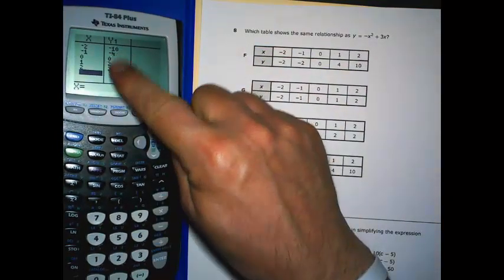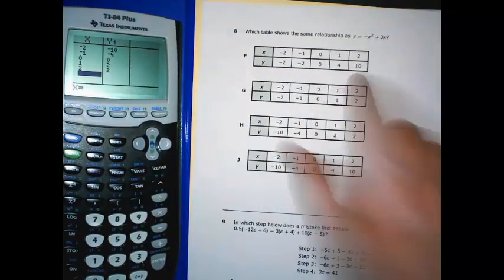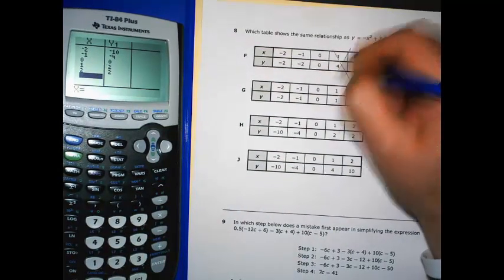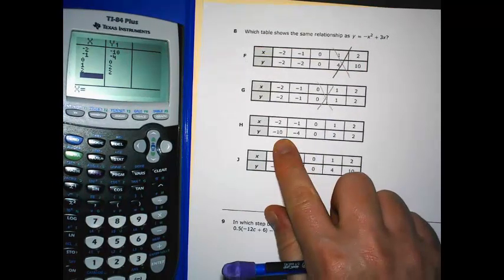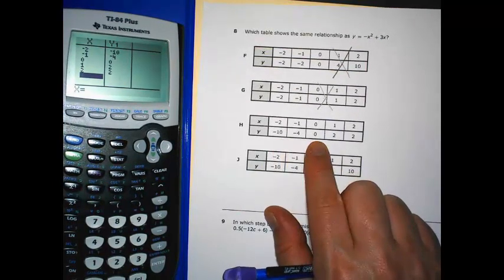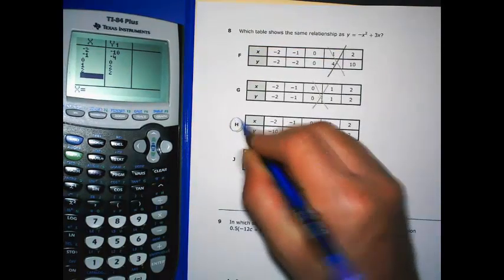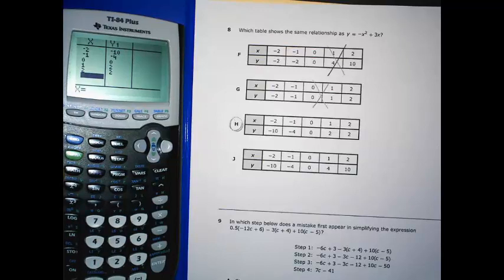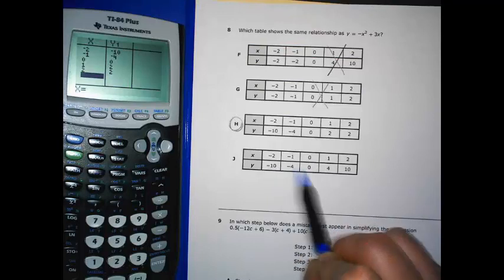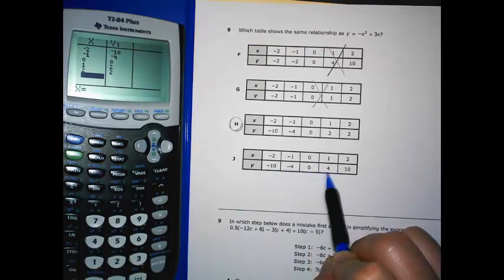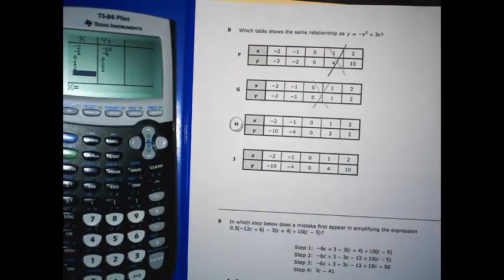And now all I have to do is compare the y values. Do these y values compare to these? Nope. So that's not my answer. Same thing happens on letter G. On the next one, look at this: -10, -4, 0, 2, 2. Aha! Voila! This is my answer. See, the calculator is my friend. And the next one, just for the sake of checking, if you notice, it started out the same, but the last two numbers are wrong. So you know it's not letter J.